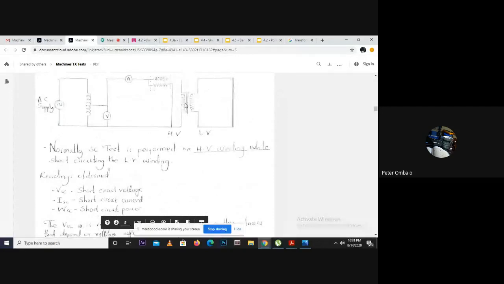The losses that depend on the voltage are the core losses. So if we have a very low voltage like we have in a short circuit test, then the core losses are going to be negligible because the voltage is very low and the core losses depend on the voltage. So then what the wattmeter is going to measure is basically going to be the other losses, which are the copper losses, because there's going to be huge current, low voltage, huge current.